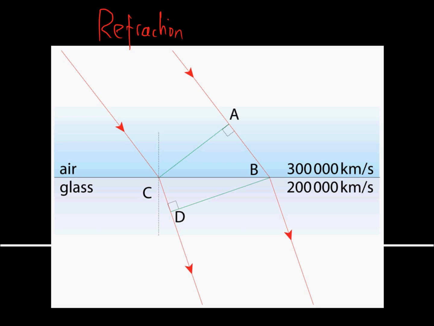It's an effect that takes place with all waves when it goes from one medium to another. Now, why does this happen with light? Why does light refract from air to glass? Well, it's to do with how dense air and glass are. So air is a gas.